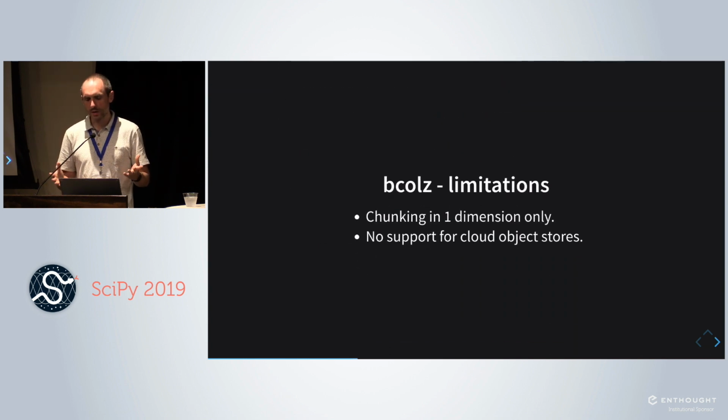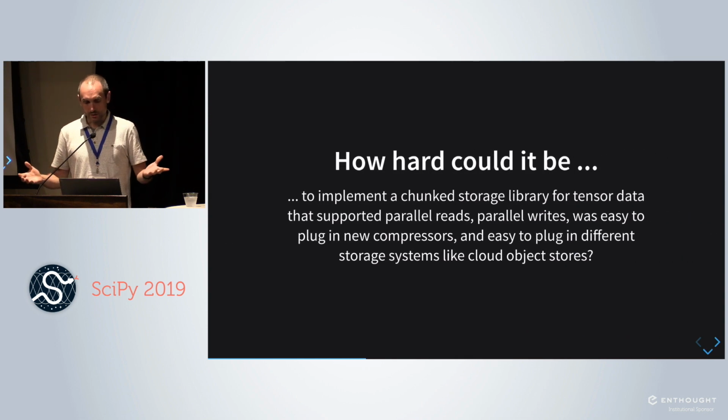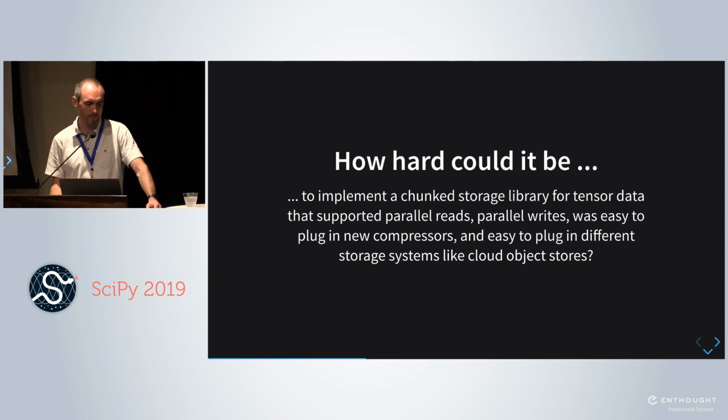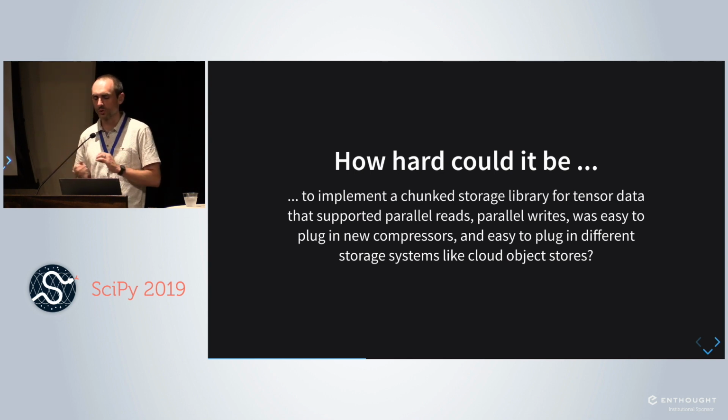But bcolz wasn't really trying to solve the problems that we were trying to solve. There was only chunking in one dimension. If you've got multi-dimensional arrays, you often do want to chunk in multiple dimensions. And there was no support for different storage backends. So I asked the question, the fateful question, which perhaps one should never ask, but how hard could it be? And I have to say, actually, looking at the bcolz code really sort of made this less of a crazy question. How hard could it be to implement a chunked storage library for multi-dimensional array data that supports parallel reads, parallel writes, was easy to plug in new compressors, and also easy to plug in different storage backends like Cloud Object Store? So that's what we're trying to do.